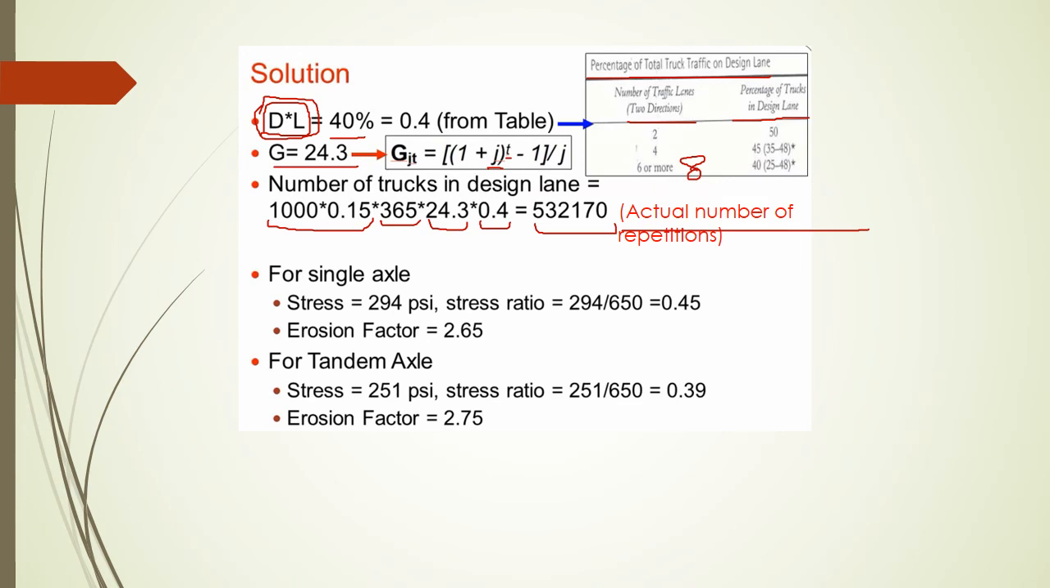So again we will do both erosion analysis and fatigue analysis. For single axle, the stress will be 294 psi, so the stress ratio will be 294 divided by the modulus of rupture, it will be 0.4. The erosion factor for single axle will be 2.65. For tandem axle, the stress will be 251, the stress ratio will be 0.39, and the erosion factor will be 2.7.